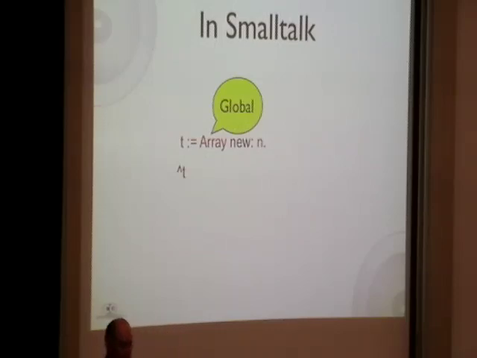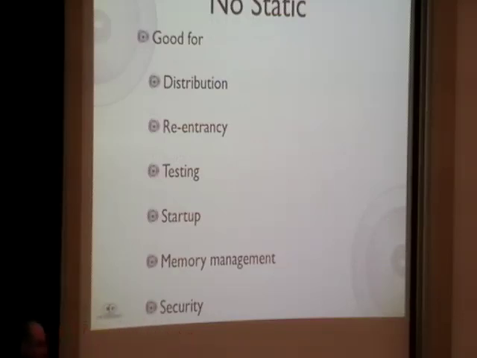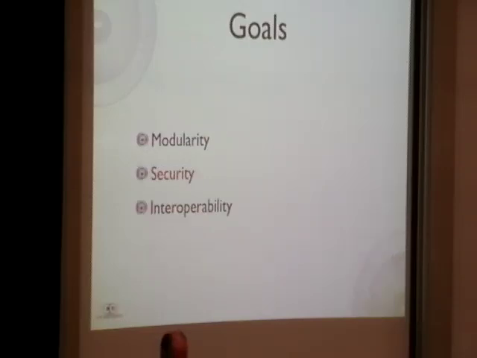So let's look at another issue, these globals or class variables, right? These, again, are being replaced by accessor methods. So what that means is there are no class variables, no global variables, no pool variables of any sort, no class instance variables either, because we don't want to have any static state in this language whatsoever. And why is that a good thing? Well, it's a good thing for tons and tons of reasons that I won't get into in a lot of detail. It's good for distribution, because there's one less special case one has to worry about. It's good for re-entrancy. You write tests, you'll find it's very good. In certain contexts, it can be good for startup. It probably doesn't matter that much in the Smalltalk context, but say in the Java context, it matters a great deal. Memory management, again, there's one less special case that the people who build the VM have to worry about. And in particular, what I wanted to mention is that it's good for security. And if you remember, security was one of our goals.